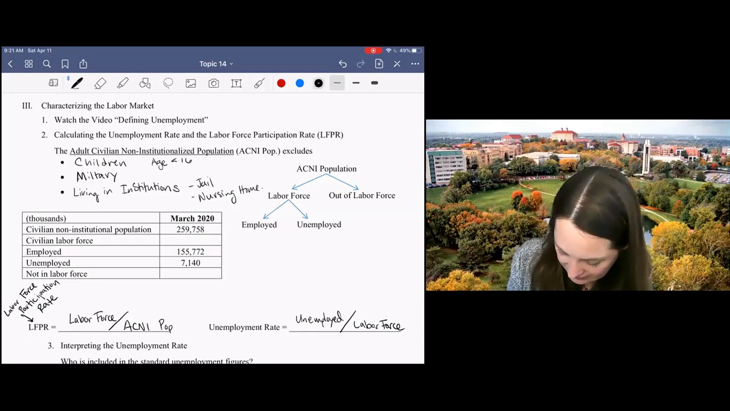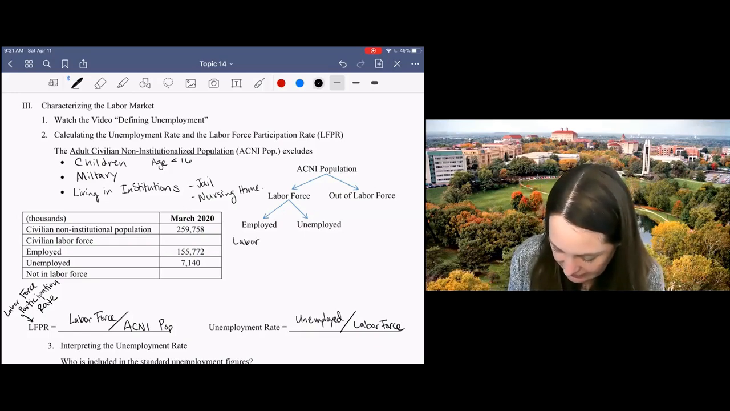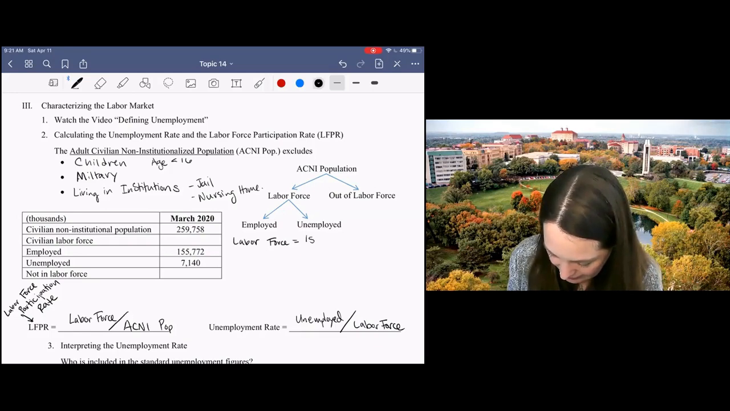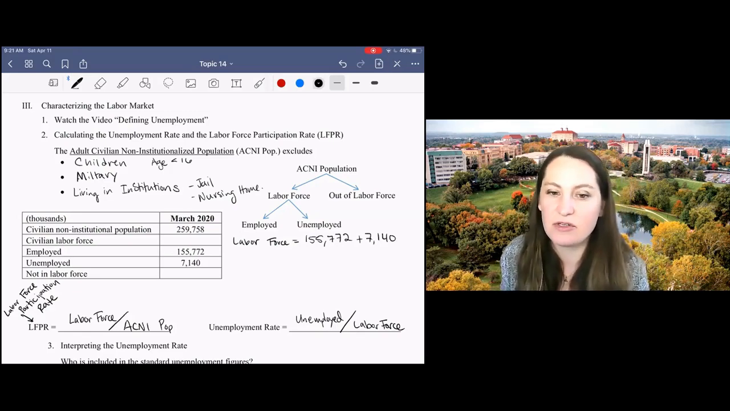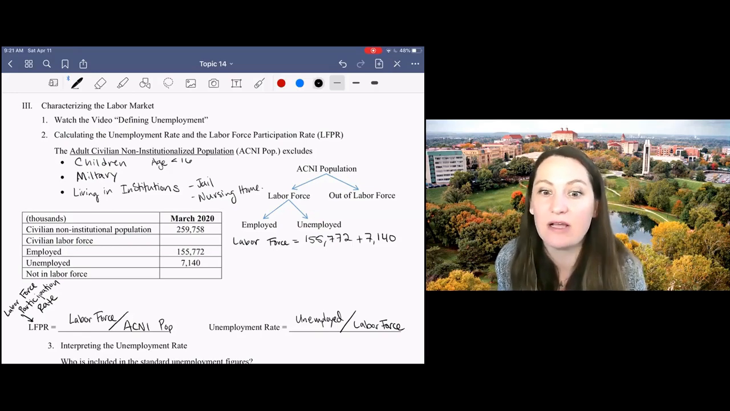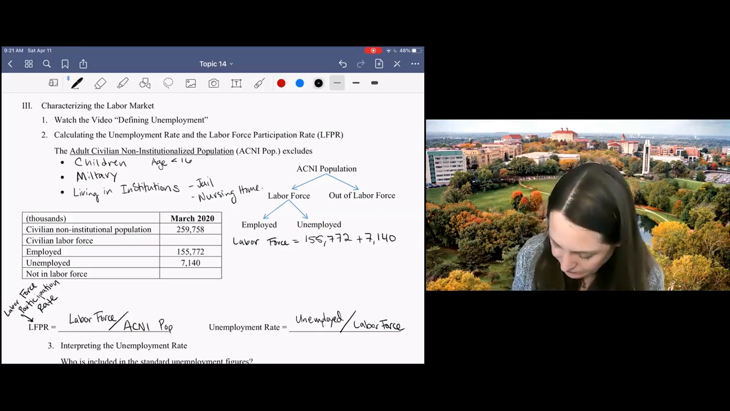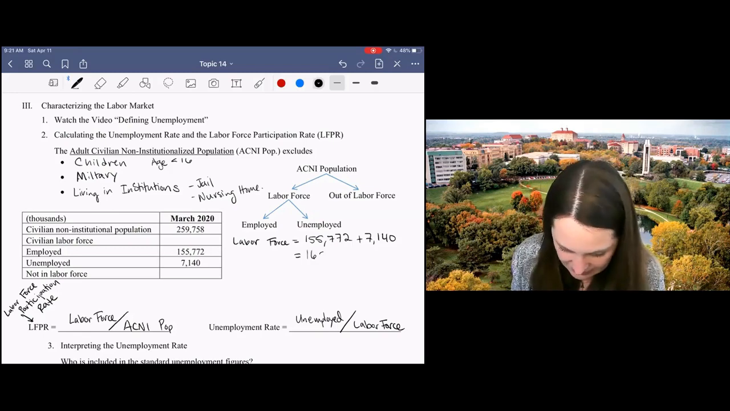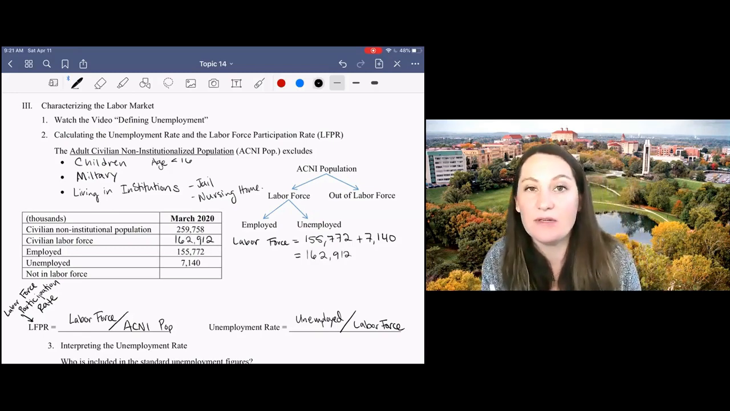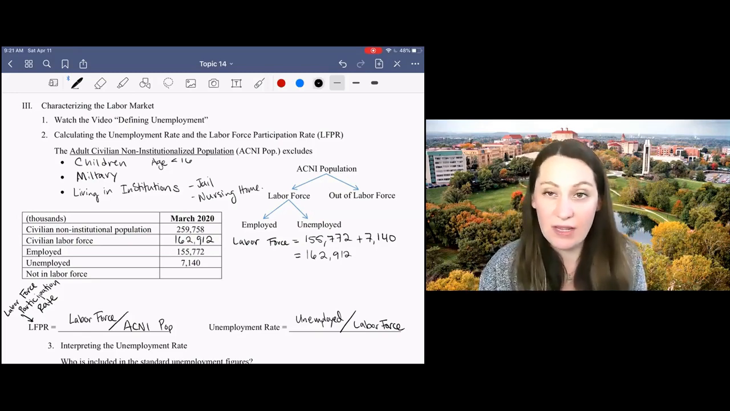So to get the civilian labor force, we would add together the number of people who are employed and the number of people who are unemployed. And these numbers are all in thousands, right? So this is actually 155 million plus 7 million. And that's going to be 162,912.